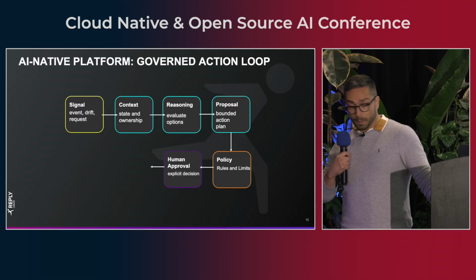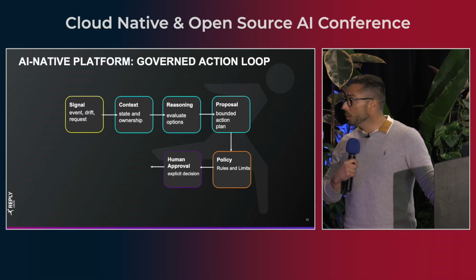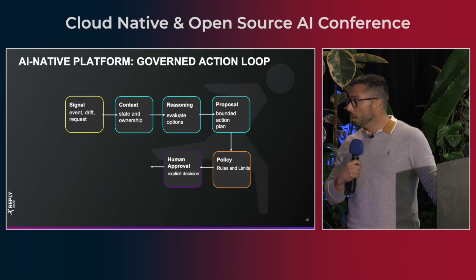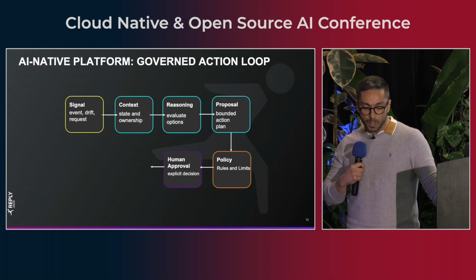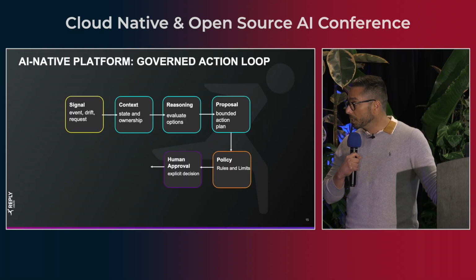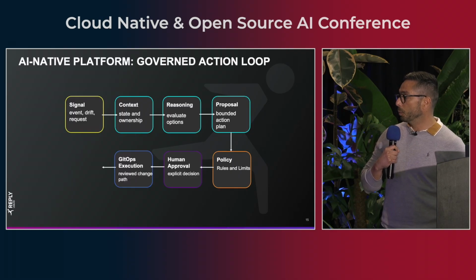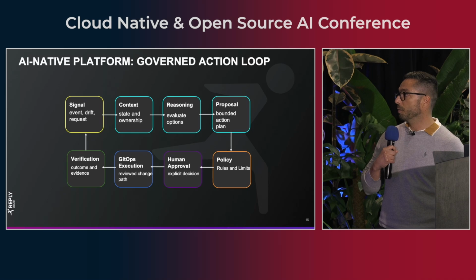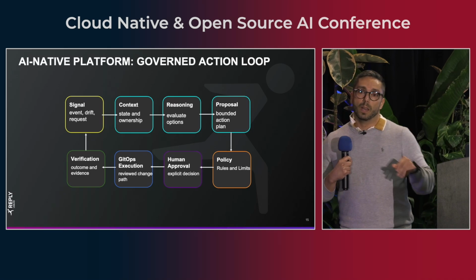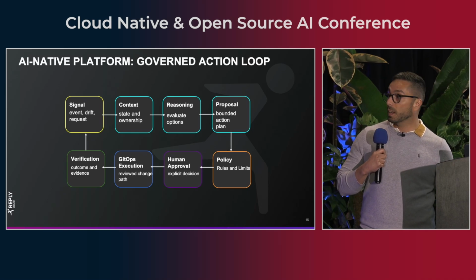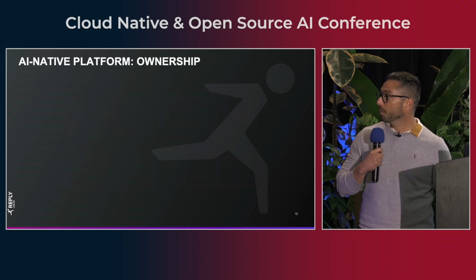And the final review will be done by peers. So someone, a human peer, will review the change, in the same GitOps execution loop that we talked about. And after it's verified, it will be reconciled by GitOps back into our platform.